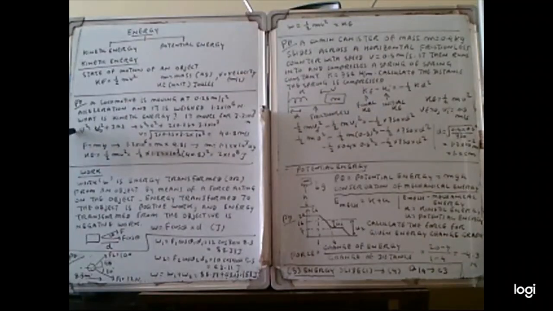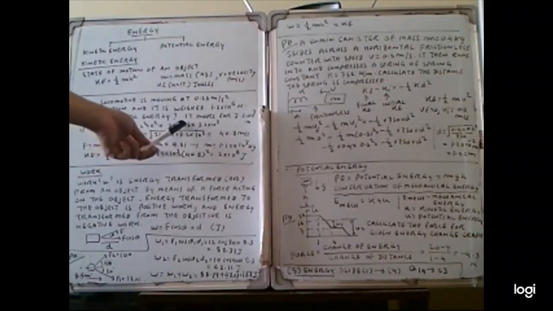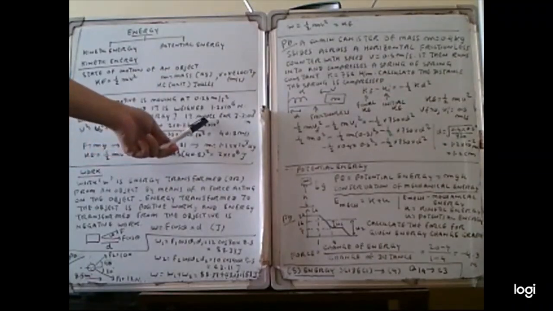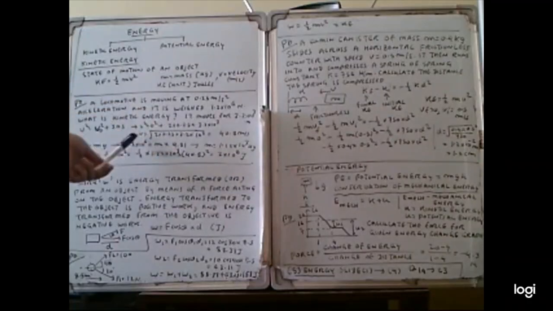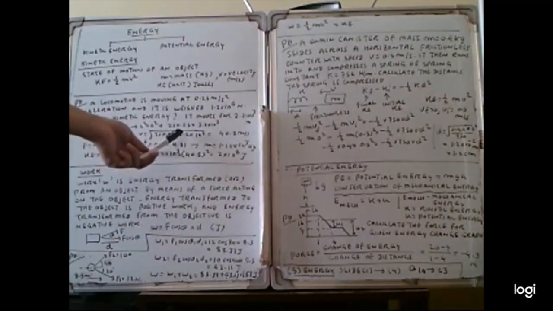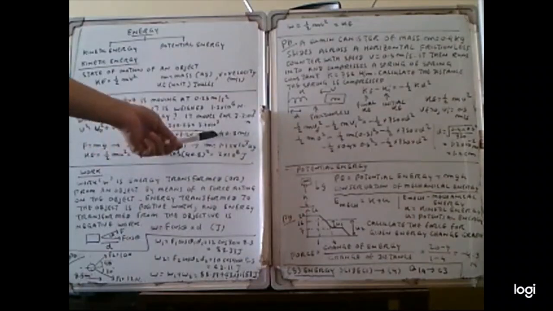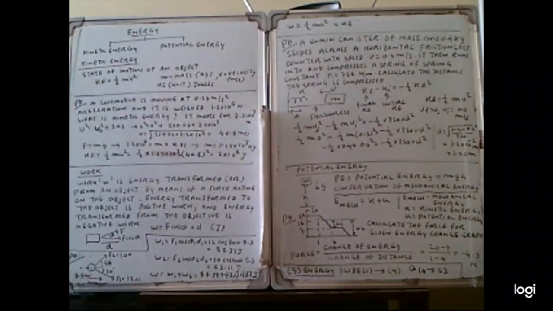We have to calculate the final velocity. In this case, acceleration is 0.25 meter per second squared, and the distance of travel is 3.2 meter. We write down v squared equals v0 squared plus 2as. v0 squared is 0 squared, 2 multiplied by acceleration 0.25 and distance 3.2. So you calculate and you got 40.8 meter per second.